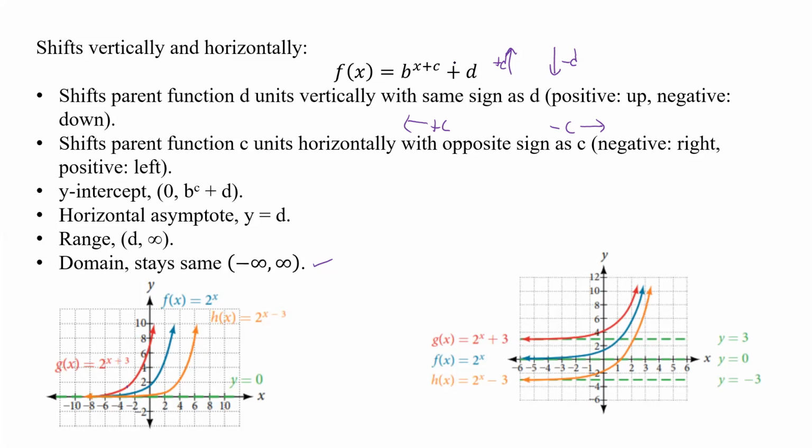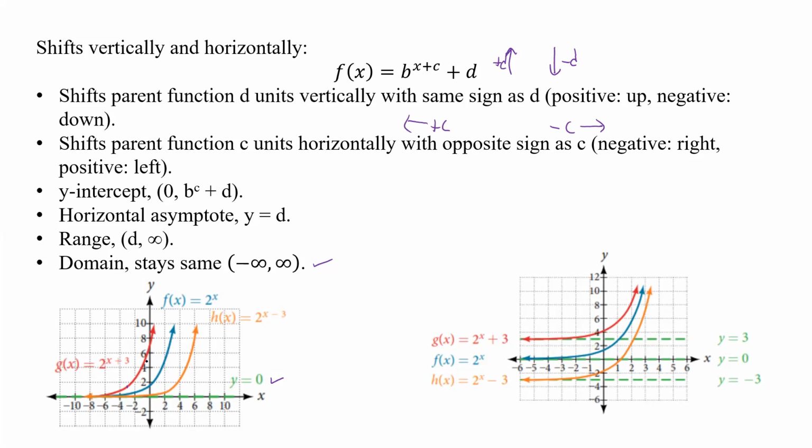Now if we do vertical, we're going to go up or down by the d. So if we go plus 3, guess what? We just go up 3 units. Notice this one, the horizontal asymptote didn't change. It's always y equals 0 when we're only doing horizontal shifts. But when we start doing the vertical shifts, our horizontal asymptote changes. It changes to y equals 3 in this case. Now this is our original y equals 2 to the x. And then when we shift down 3, now our horizontal asymptote is negative 3, okay? And so our range changes on these, doesn't change on the horizontal ones.